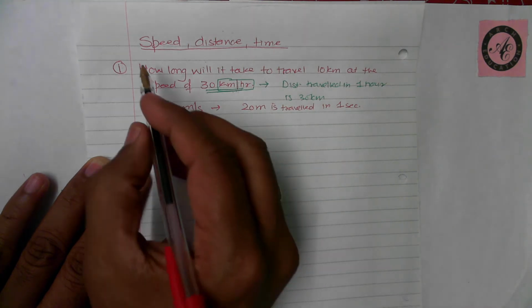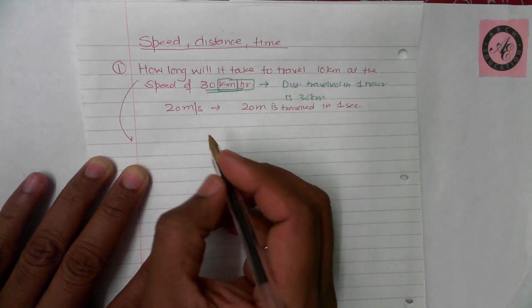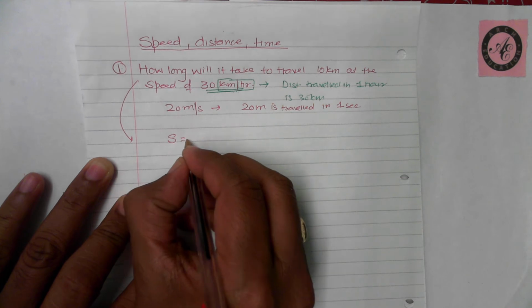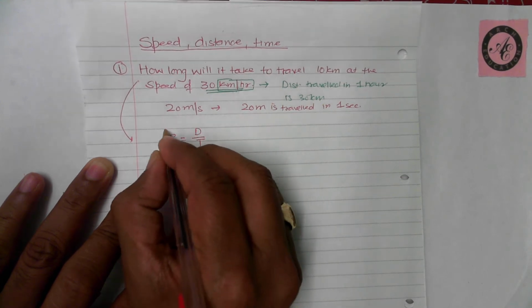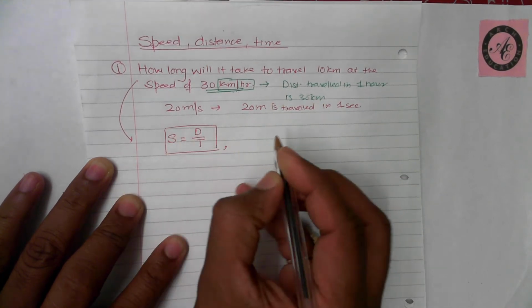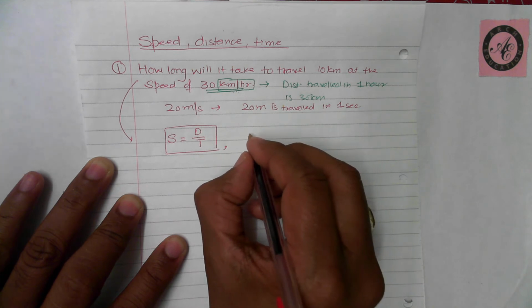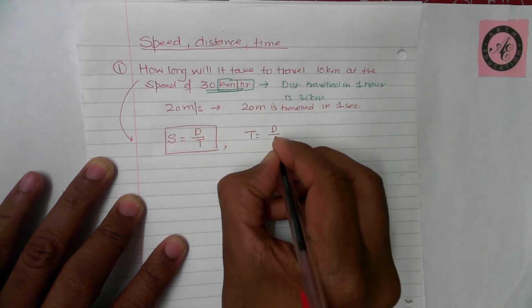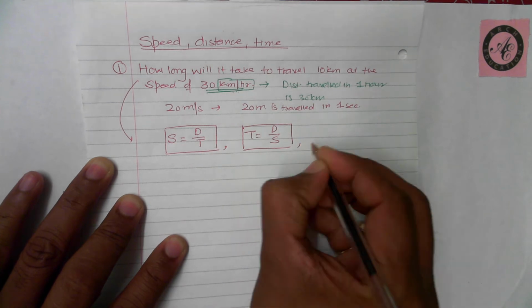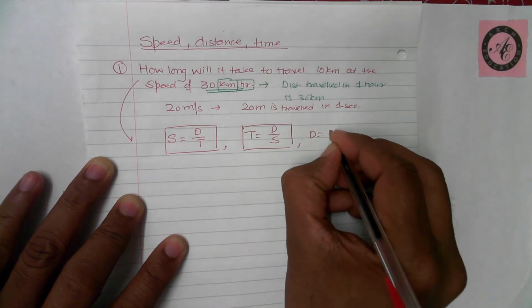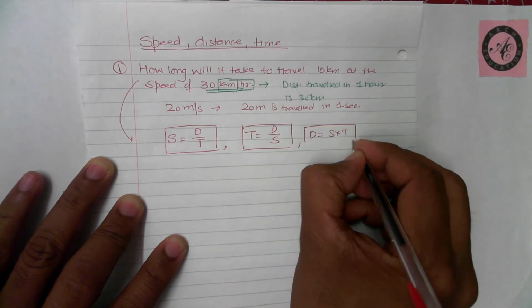All right, guys, so the formula which we normally use is called speed equals distance over time. We can rearrange these formulas if you want to learn more. Then time equals distance over speed, and then distance equals speed times time.